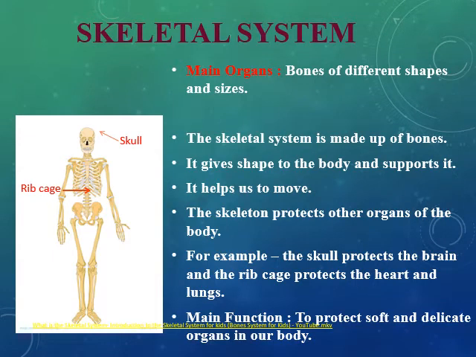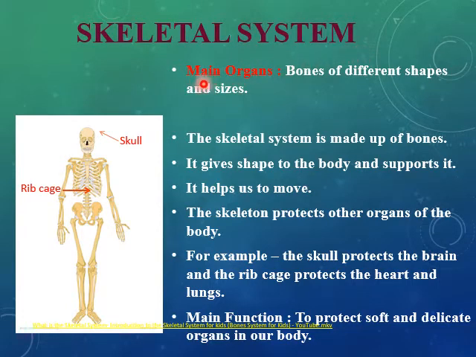Children, you all know our body has various organ systems, and each organ system performs various functions for our body. So let us discuss different types of organ systems which are present in our body. So let's study first about the skeletal system.